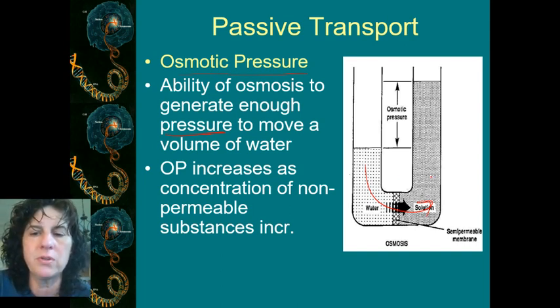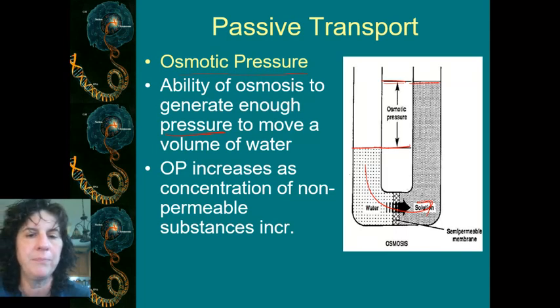So as the water moves through, this side has a bunch of solute particles in it, and pure water would have zero solute particles. It's going to move through. It's going to change the amount of water on each side. The difference in those two is what we call osmotic pressure.